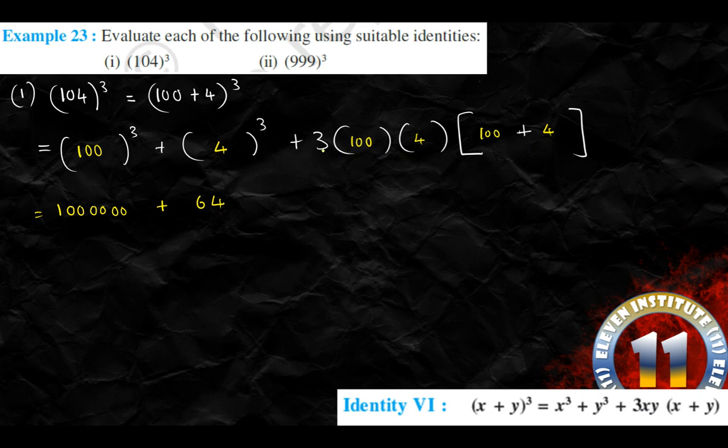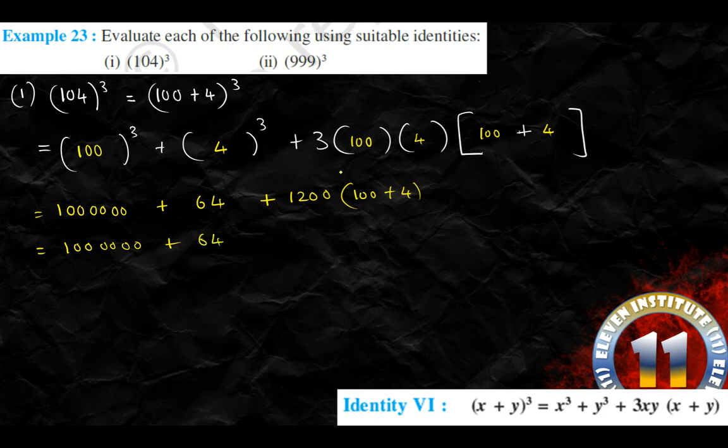So 4 3's are 12, 12 into 100 is 1200, and into the brackets we have 100 plus 4. Again I repeat, don't add this as 104, you will benefit at the end. So now we have 1 and 6 times 0 plus 64.